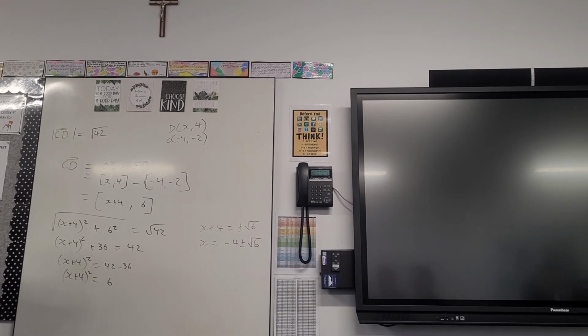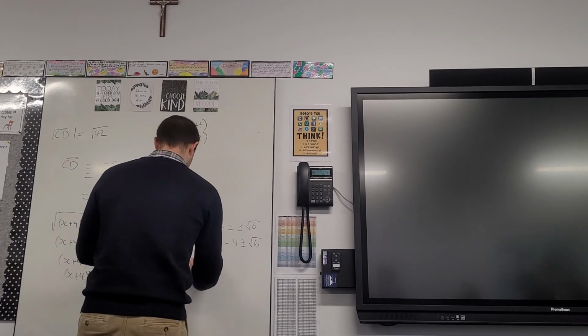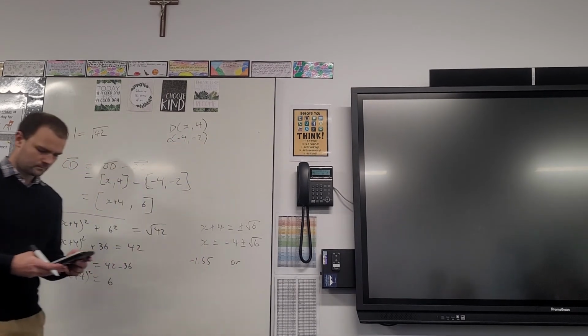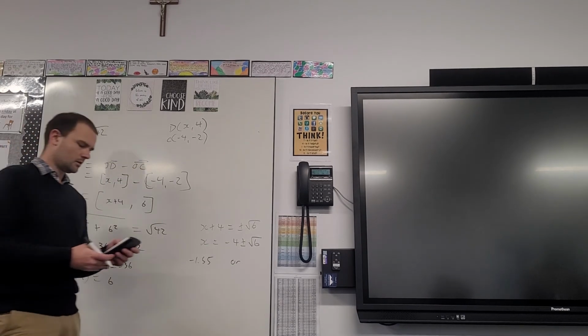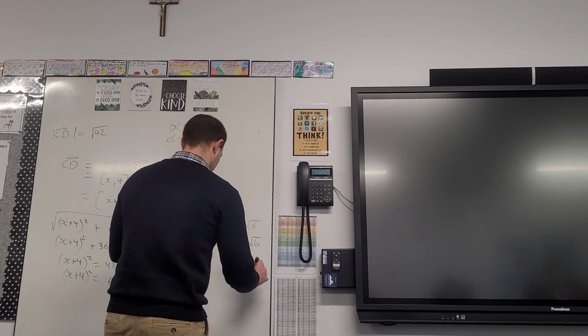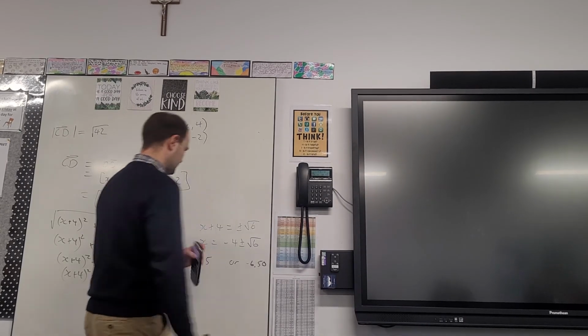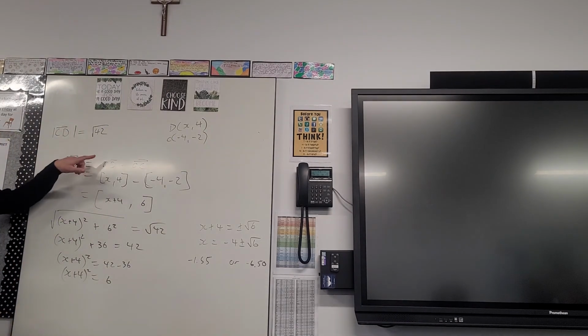So take a photo of that for me. Okay, so you've got -1.55 or -6.5. So two values of x that make the magnitude of this vector equal to the square root of 42.